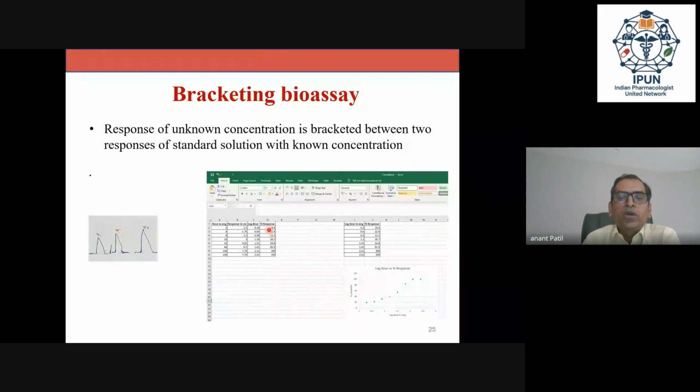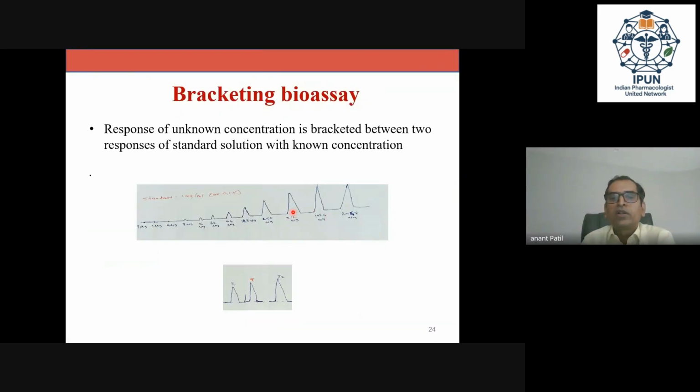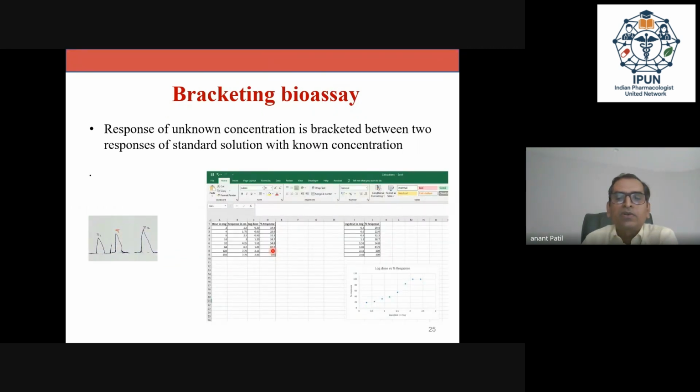The response is converted into percentage response. I know the 7.75 response was the highest response, 100, because for these two concentrations I had got the maximum response. I consider that response as 100% response. If 7.75 centimeter is 100% response, then I will calculate the percentage response for the other centimeters, 1.5, 1.75, 2.5, and this is the percentage response. So what I have done is, dose is converted into log dose and response is converted into percentage response.